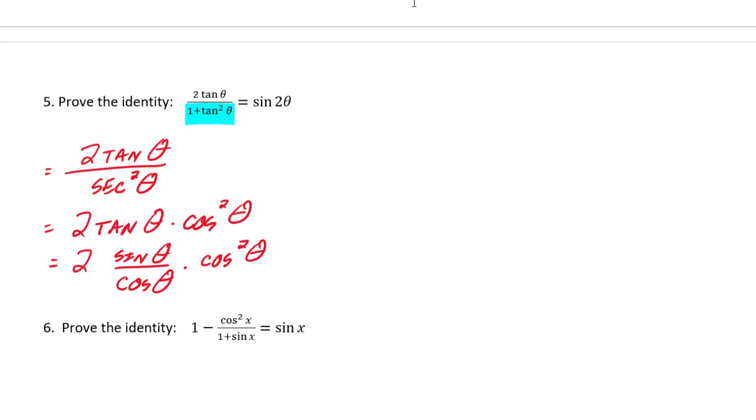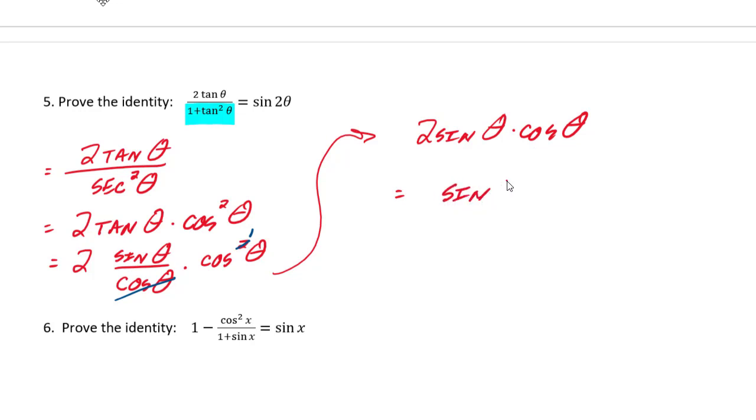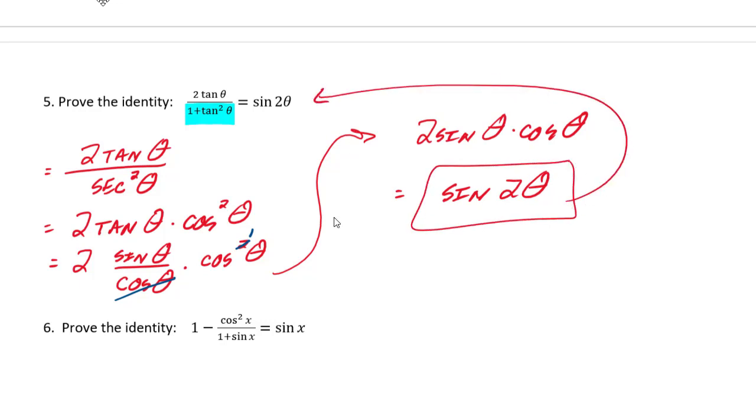I think at this point we can see that we have a cosine in the denominator that will cancel at least one of the cosines in the numerator. So that now, off to the side here, will turn into 2 sine of theta, still on top, but then times the 1 cosine of theta that's left. And wouldn't you know it, that actually is the same as the double angle for a sine of 2 theta, which is exactly where we were trying to head. So at that point, we've been able to show that the left side was able to turn into the right side, so we've proven that this identity does in fact hold true.